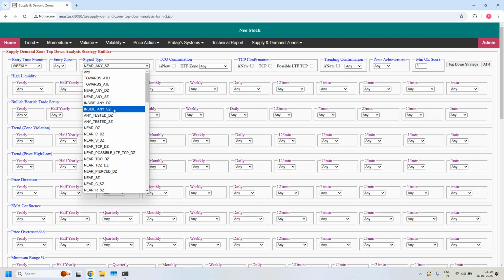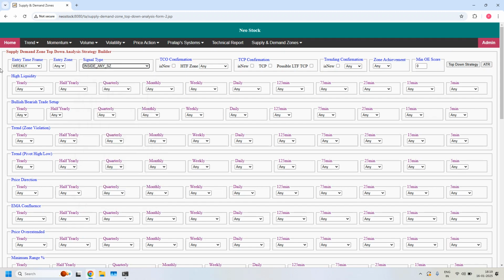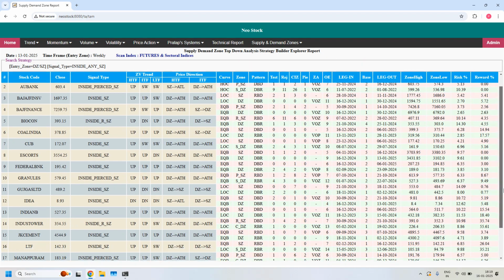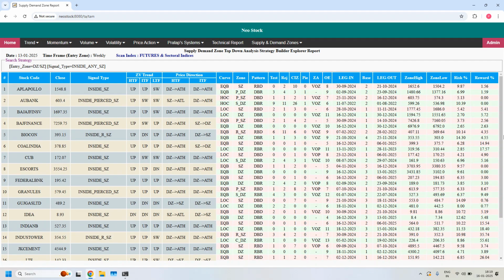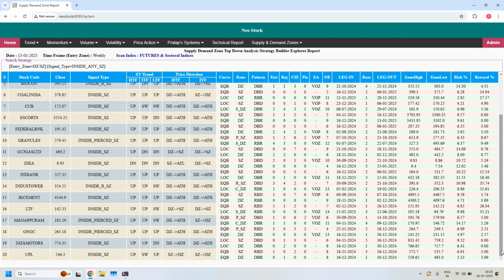Price closed inside the weekly supply zone. Weekly time frame, price closed inside the weekly supply zone. We got 20 stocks. So you are seeing the first 15 stocks in the list. I am scrolling the list down. So total 20 stocks are filtered.